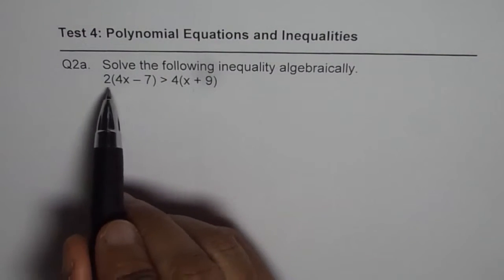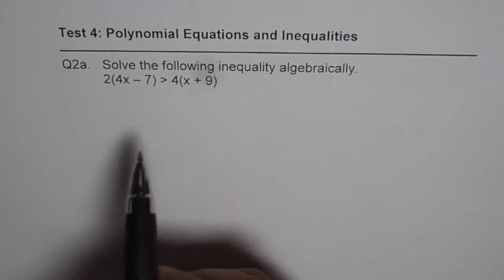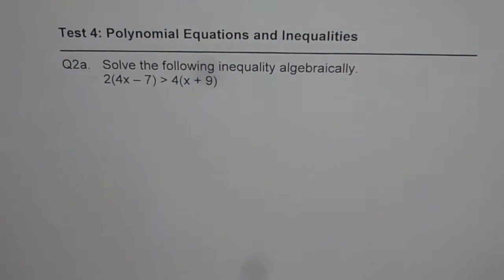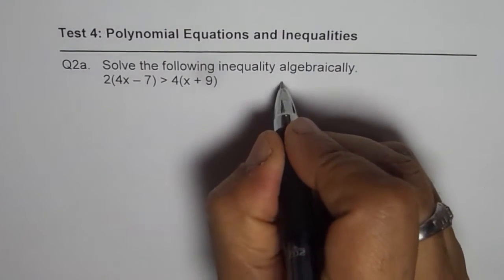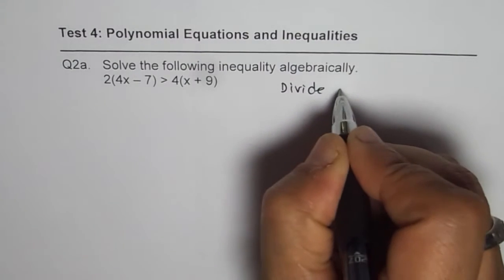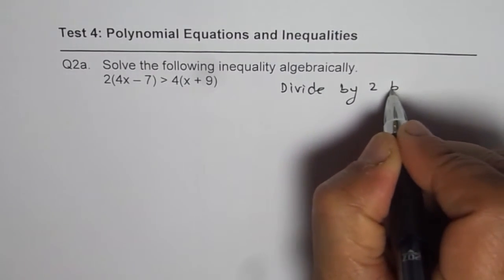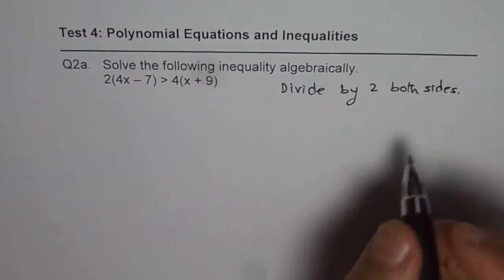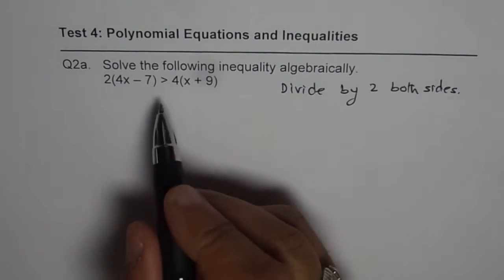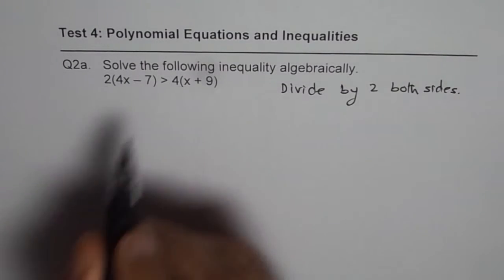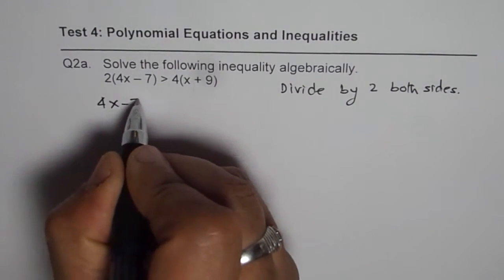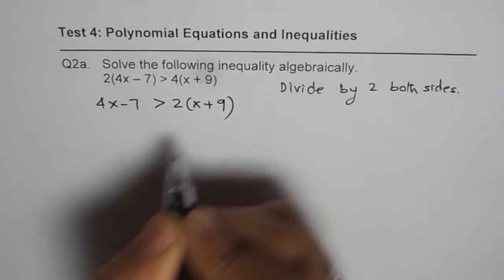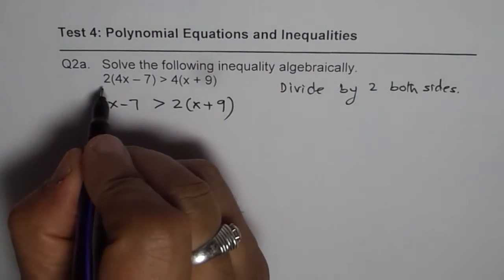Well, at this stage you can expand, bring the terms together and then do it. You can also divide by 2 on both sides, right? So we should actually simplify. So let's divide by 2 both sides, correct? So remember, whatever you do on one side, you have to do on both the sides, only then the inequality is maintained, right? So when you divide by 2, you get 4x minus 7 is greater than 2 times (x plus 9), correct? So what we did here is that we divided both by 2.